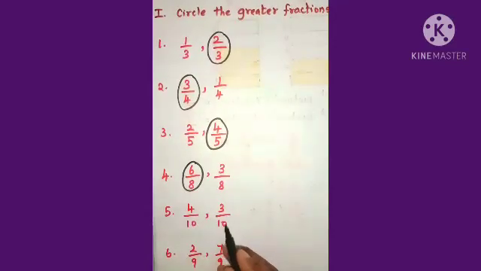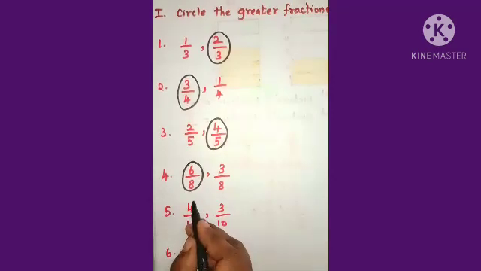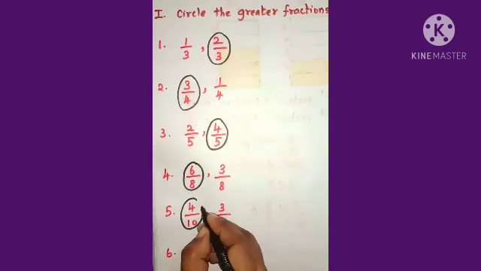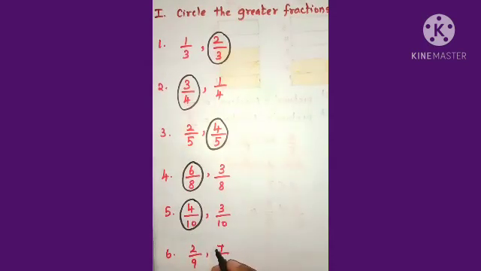And 4 by 10, 3 by 10. Compare the numerators 4 and 3. Which is greater value? 4 is the greater value. Thus 4 by 10 will be the greater fraction.